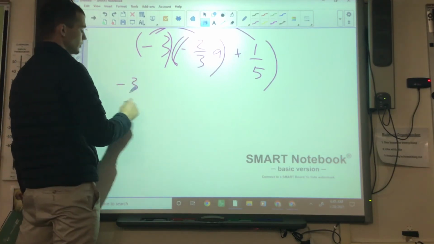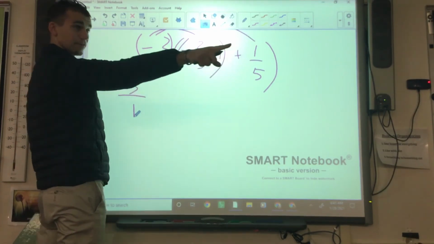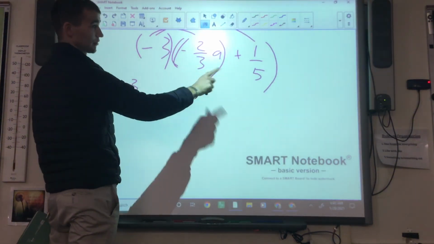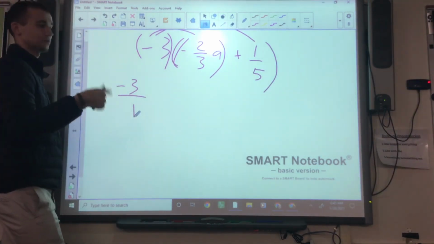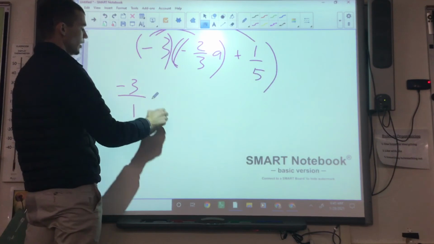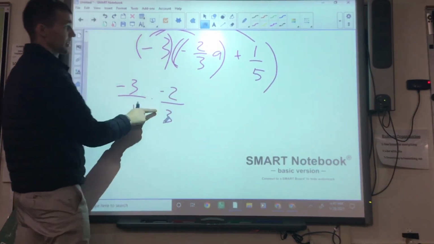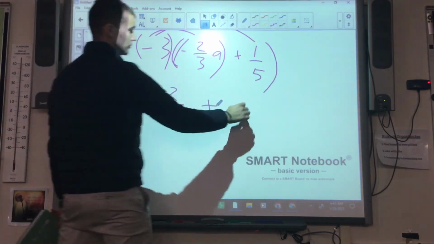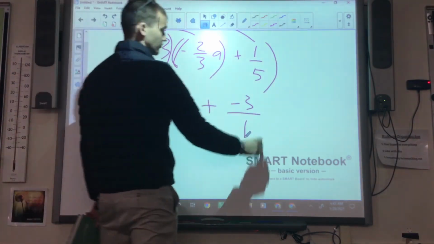Negative 3. I'm actually going to put negative 3 over 1 because I already see this is heading towards your favorite fractions. By the way, turning this into a decimal is going to make it an absolute nightmare for you. Anytime you have something over 3, the decimal is a nightmare. And then this is negative 2 over 3. Remember that negative can go on the top or the bottom of the fraction, doesn't matter. Plus negative 3, and again, I'm going to put negative 3 over 1 because I'm multiplying times a fraction.